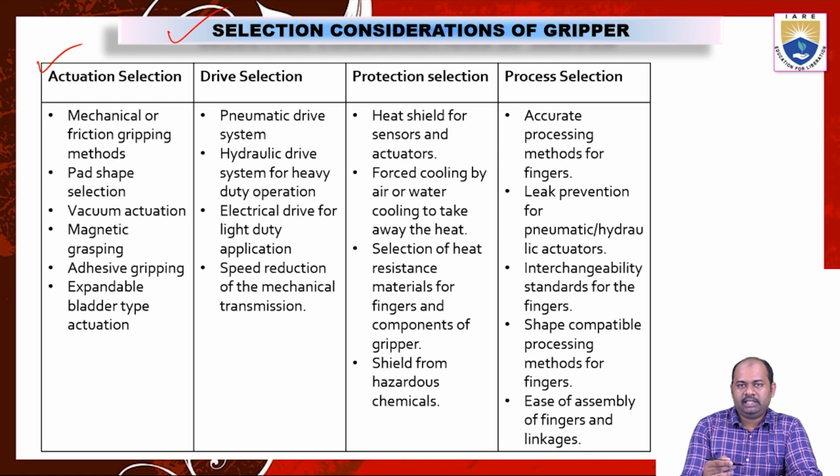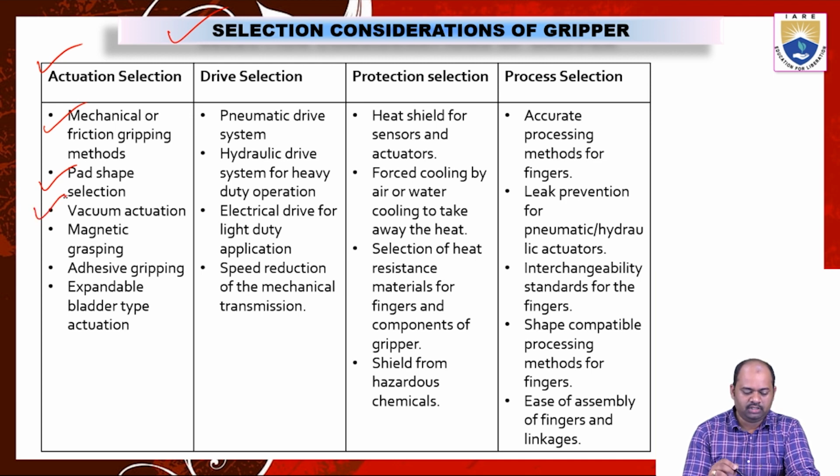So while we are selecting a gripper, we should consider these points. Which kind of actuation are we using? Which kind of actuation is more suitable for the particular purpose? Okay. So the first one is mechanical or friction gripping methods. So this has to be taken into mind. What kind of gripping methods are we using for a particular object? Okay. And then pad shape selection. What is the shape of the pad which is being placed on the mechanical gripper or any kind of gripper for holding the object? Okay.